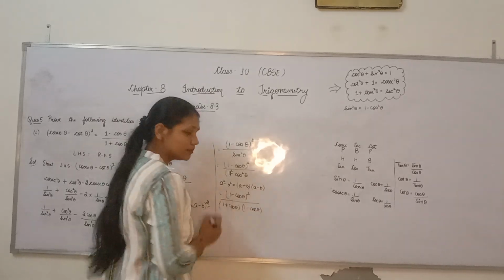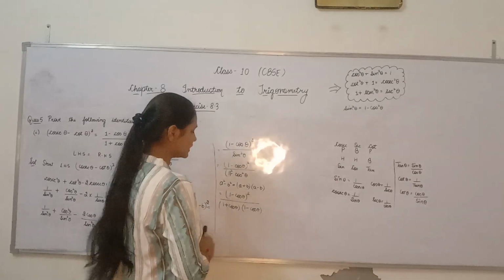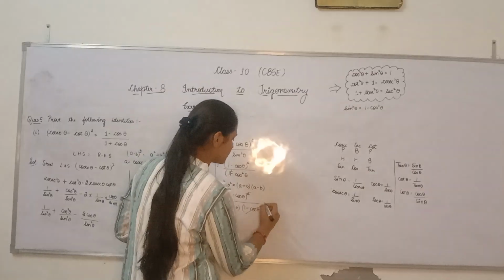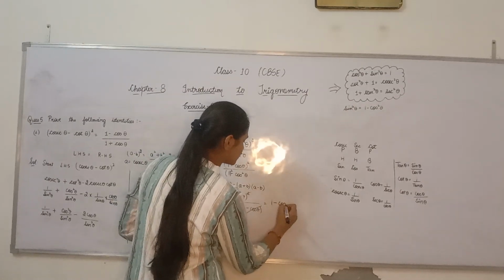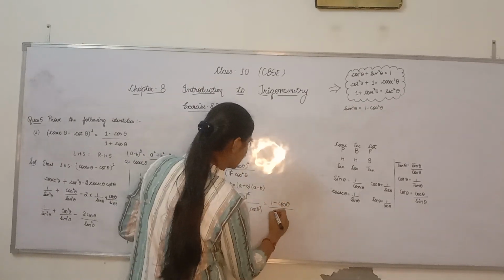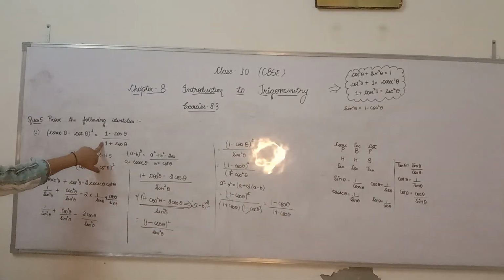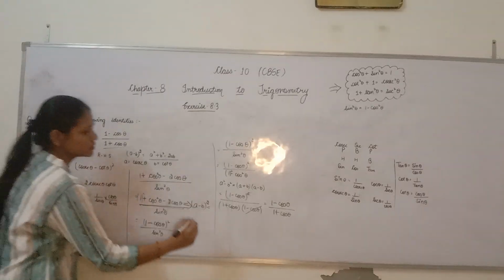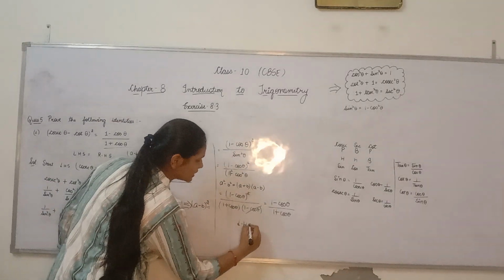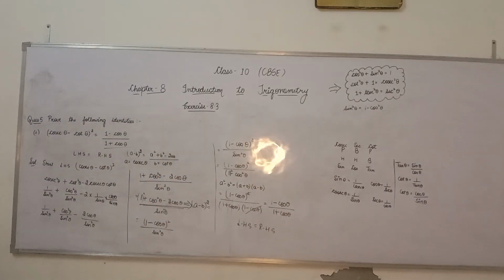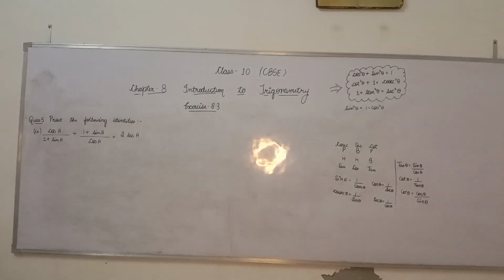Here it is multiplication, so we can cancel this term with its square. The ratio now becomes 1 minus cos theta upon 1 plus cos theta, which is the right hand side of the equation. So we can say that yes, left hand side is equal to right hand side. Both sides are equal, and we have proved this equation. Now we will start with the second part of this question.